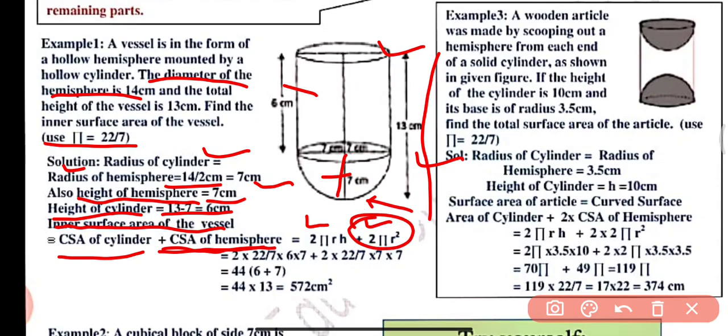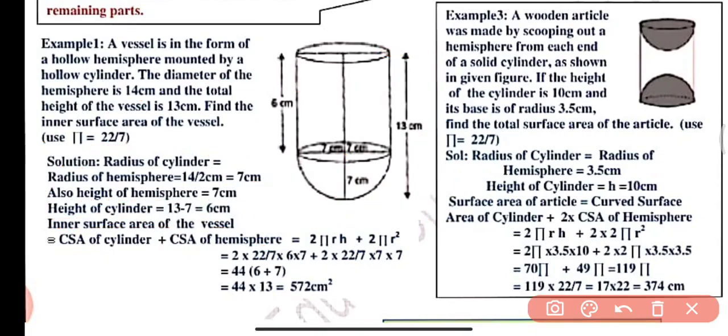So put all the values here in the formula, that is 2 pi, 22 by 7, radius is 7 and height of cylinder is 6. Similarly here 2 into pi, 22 by 7 and radius is 7, so 7 into 7.